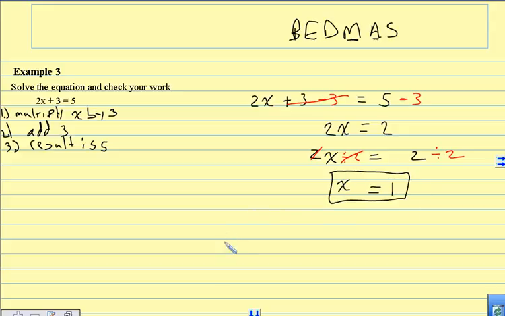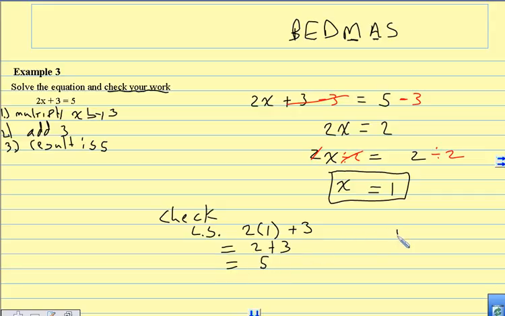Okay? And now we can check our work, because the last part here says check your work. So, to check, we substitute x equals 1 into the left side of the equation. So the left side of the equation, we put 2 times 1, and then plus 3. And that would be equal to, well, 2 times 1 is 2. 2 plus 3. And 2 plus 3 is 5.